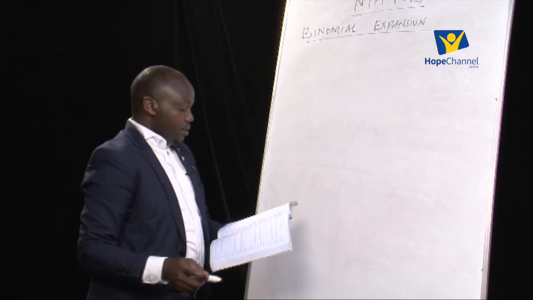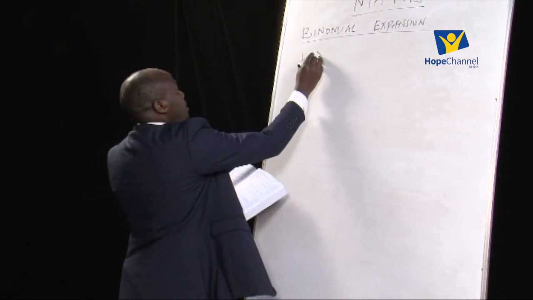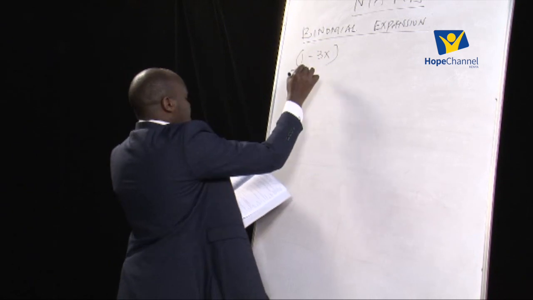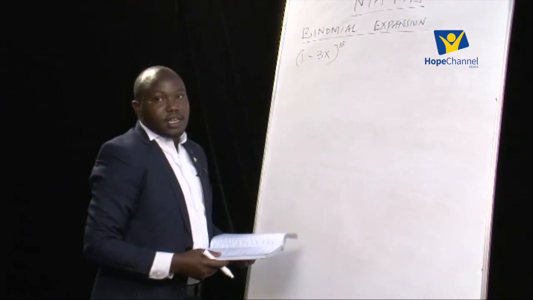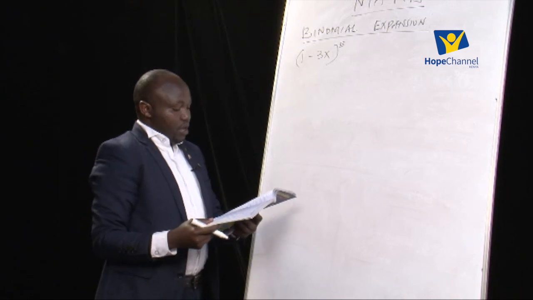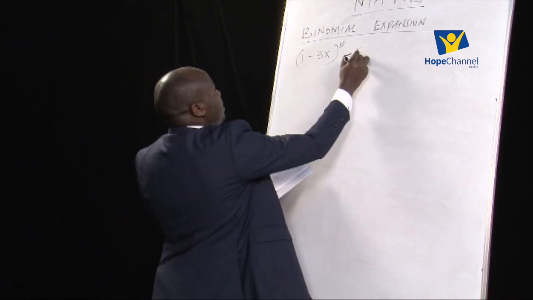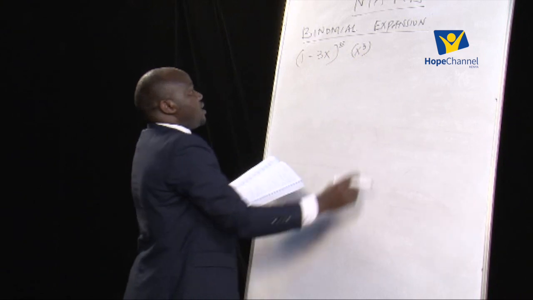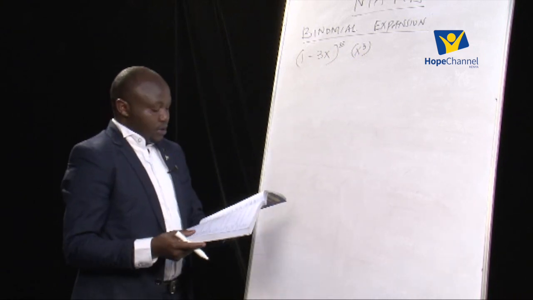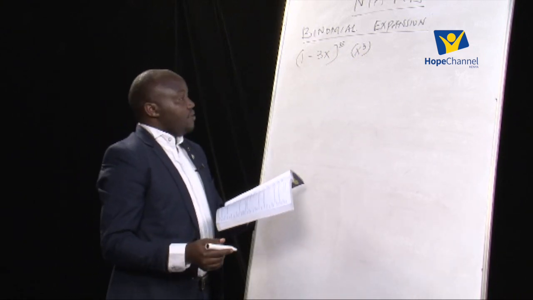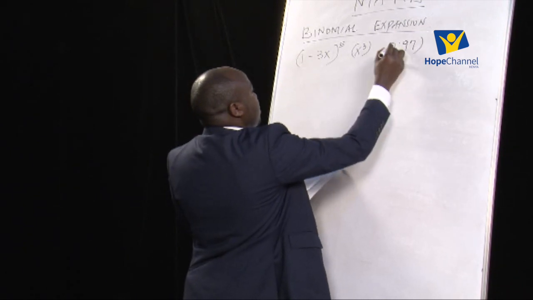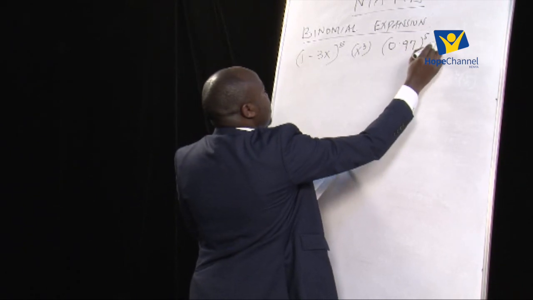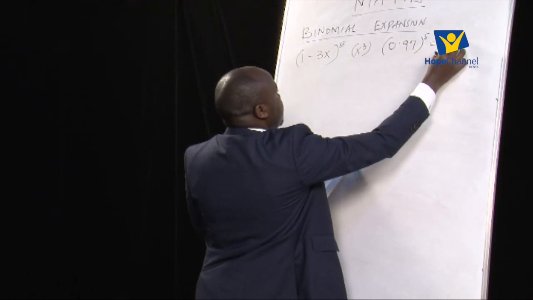Let me try another one. 1 minus 3x, now this is raised to the power 5. The question tells us we raise this one up to the term x power 3. We are raising that up to the x term raised to the power 3, and we estimate the value of 0.97 raised to the power 5 to 4 decimal places.